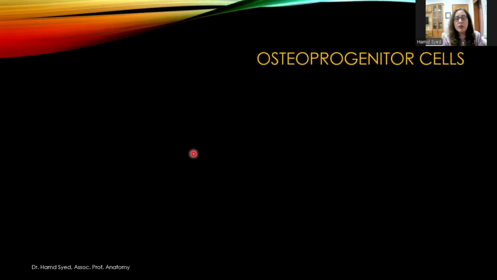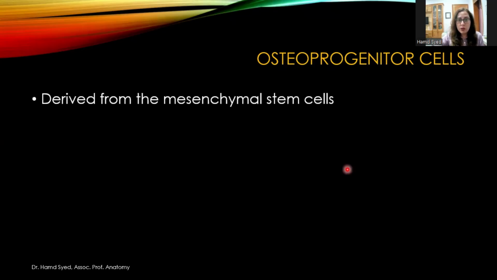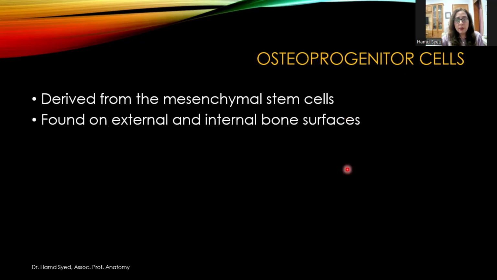Now, when we're talking about the cells of bone, we discussed the osteocytes, which are the basic cells which are forming bone. But there are also other cell types present within the osseous tissue, such as the osteoprogenitor cells. Now, you know the name progenitor means that they're going to give rise to another cell type. They're themselves derived from the mesenchymal stem cells.